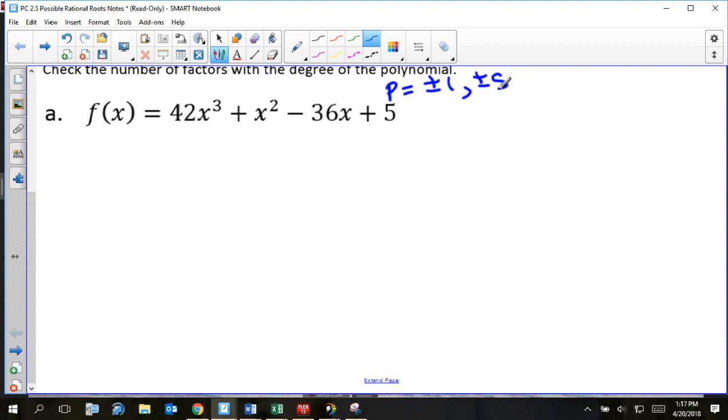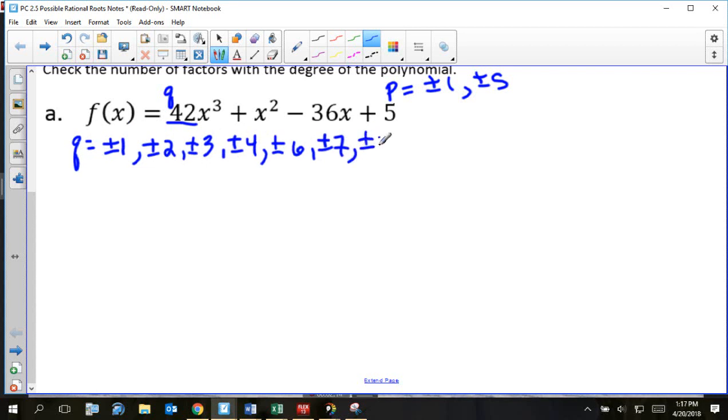We're going to do the same thing for what we call q, which is the leading coefficient, 42. So for q, we can have plus minus 1, plus minus 2, plus minus 3, 6, 7. Four is not 1, my bad, I'm just going, not thinking. Okay. Plus minus 14, plus minus 21, and plus minus 42.